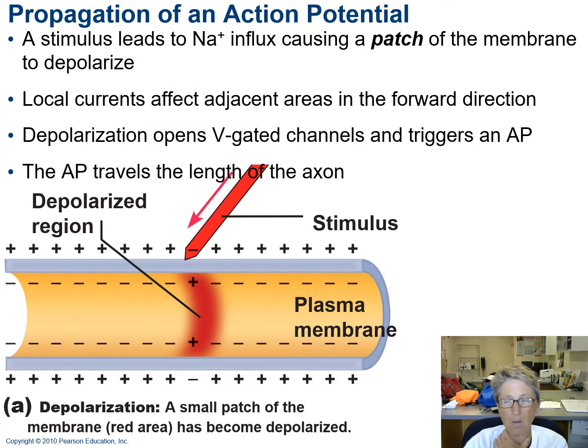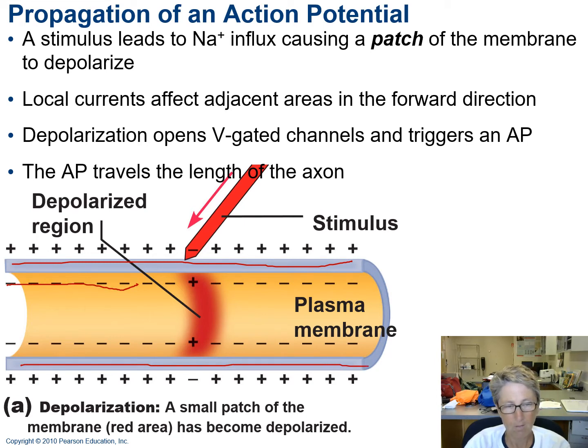So, propagation of an action potential. We've talked about what an action potential is, what it looks like, what kind of channels it needs, but how do you propagate it? So here's the plasma membrane of an axon, this blue stuff. You can see the inside of the axon is negative here, and it's also negative here. So the inside of the axon is negative both before the stimulus, so this could be a stimulus from an electrode in the lab, and it's negative after the stimulus.